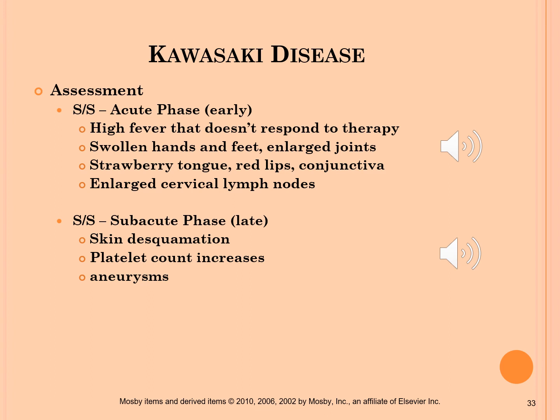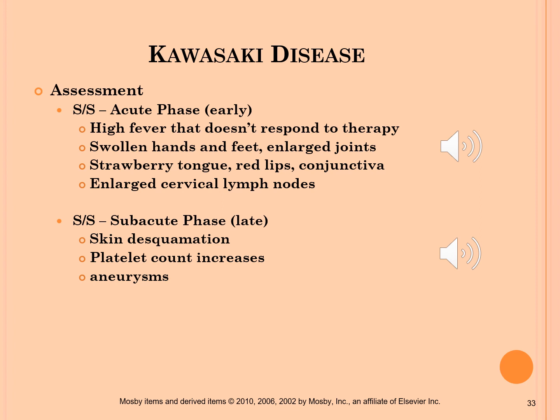They have changes in their hands and feet. So they have erythema, edema, peeling. I'll show you some pictures in just a few other slides. They can have a polymorphous exanthem, which is a diffuse maculopapular rash on the trunk and extremities of their body. Bilateral conjunctivitis without exudate. They have changes in their lips and mouth, so they have erythema, strawberry tongue, dry cracked lips, and they can also have cervical lymphadenopathy.